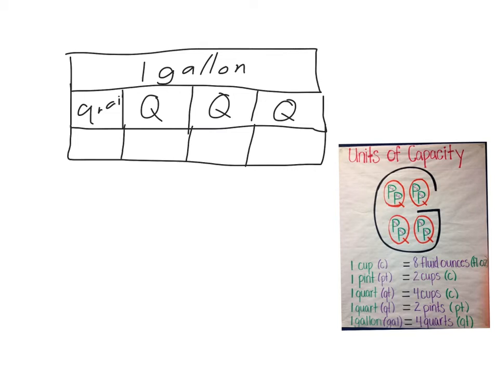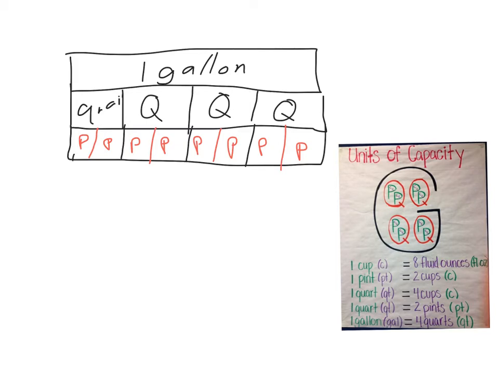I'm going to show you how you can cut each of those quarts into pints. So 2 pints equal a quart. Now, the other thing about this is, you're looking, we've got 1, 2, 3, 4, 5, 6, 7, 8 pints right here. And 8 pints actually equal 1 gallon.